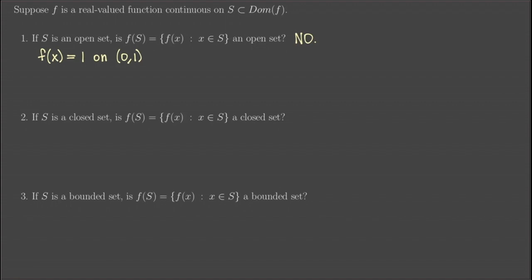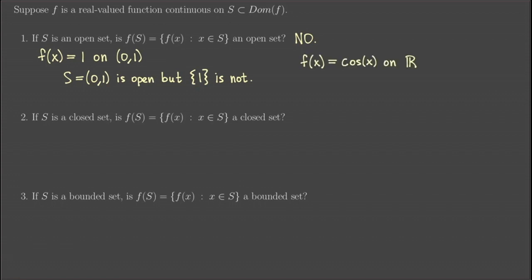Say your domain S is the open interval from 0 to 1, that's an open interval. But the set of outputs is just the single element set {1}. That's a closed set because its complement is an open set.